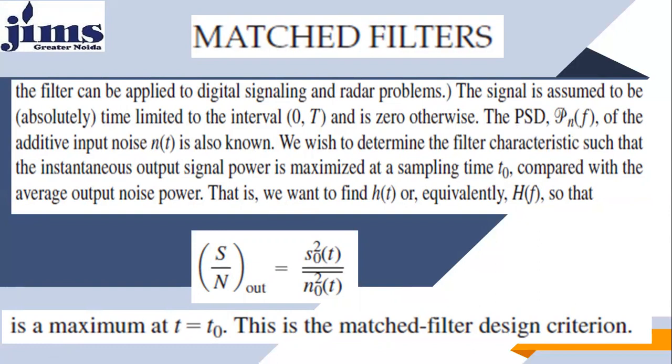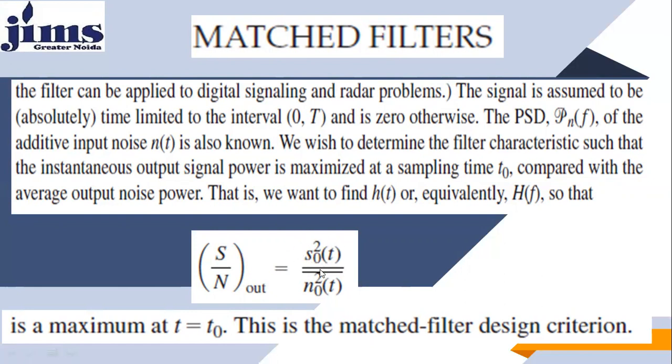So what we actually want in the filter is to maximize the signal to noise ratio. This is only possible when you have more signal power compared to noise power. If you see this expression, this is the signal to noise ratio at the output; obviously, you need the output signal power over the output noise power. s0(t) is the output signal, an amplitude or voltage, and if you square it, it becomes a normalized power, taking R equal to 1.